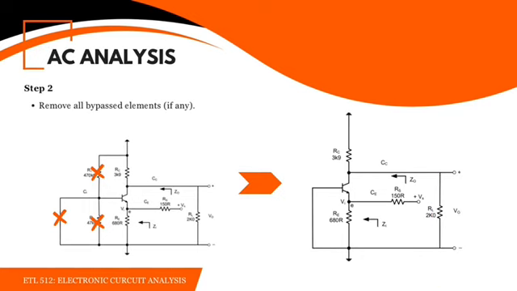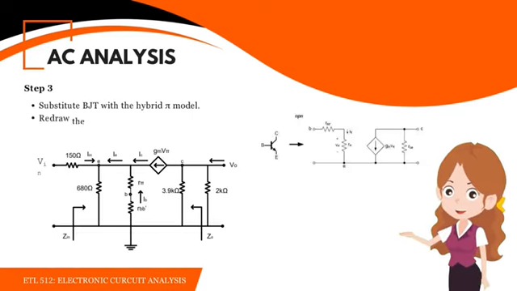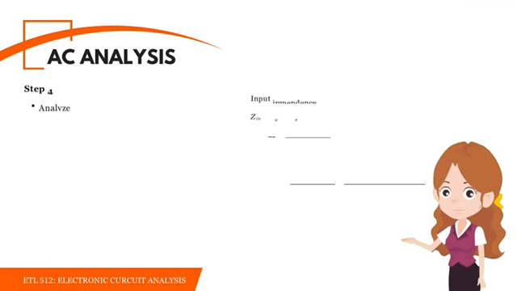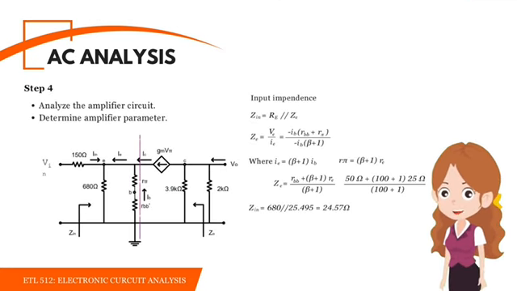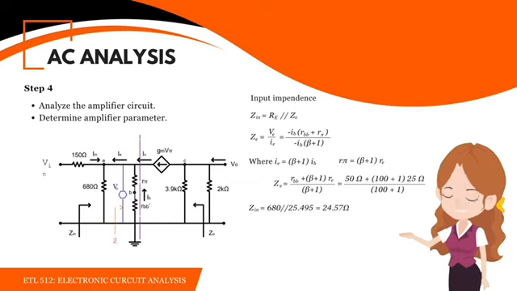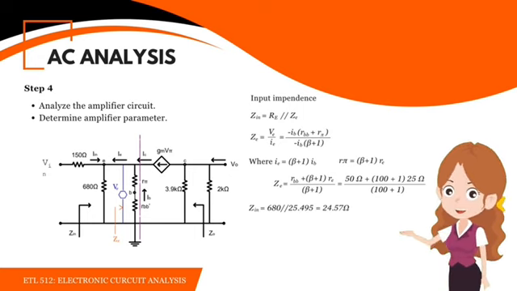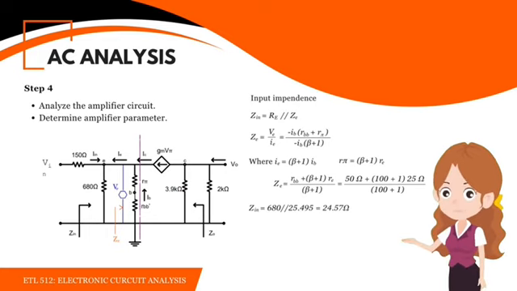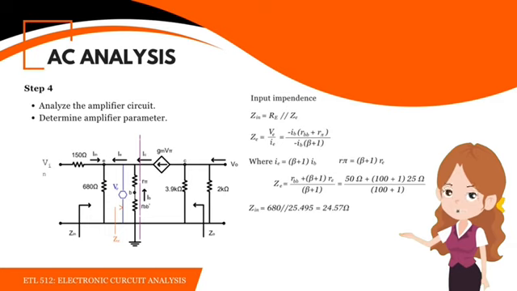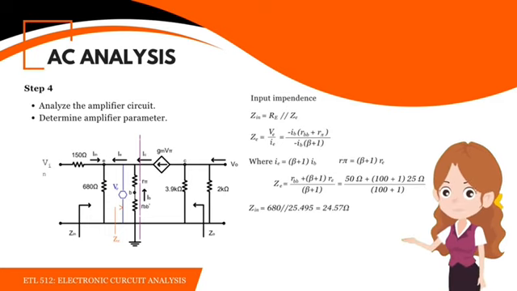The input impedance is found by adding the base spreading resistance and the emitter resistance multiplied by beta plus 1. Substituting the values, we have 50 ohms plus 100 plus 1 times 25 ohms. 100 plus 1 is 101, so we get 50 plus 2,525, which equals 2,575 ohms. If the circuit has an emitter resistor, we take the parallel combination of that resistor and this impedance.